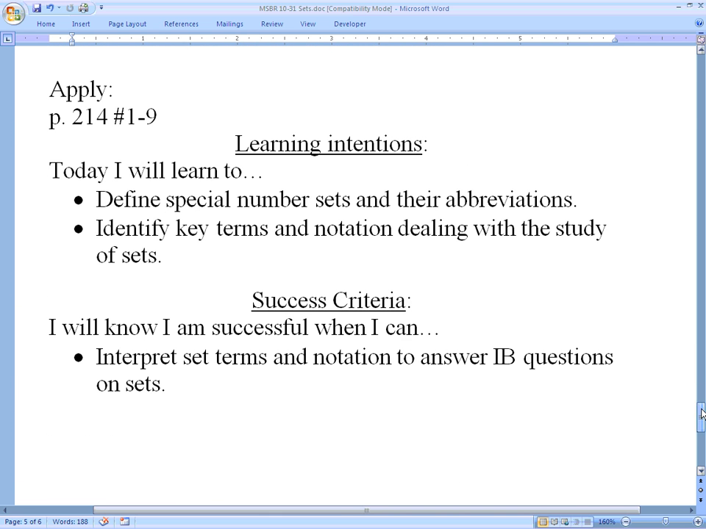Now the practice, I think, is going to be pretty straightforward. I even put 9 problems on here, which is more than I normally do, but that's on page 214. If nothing else, take just a peek at those problems and see if you can do some of those. But these terms should help you out with that.